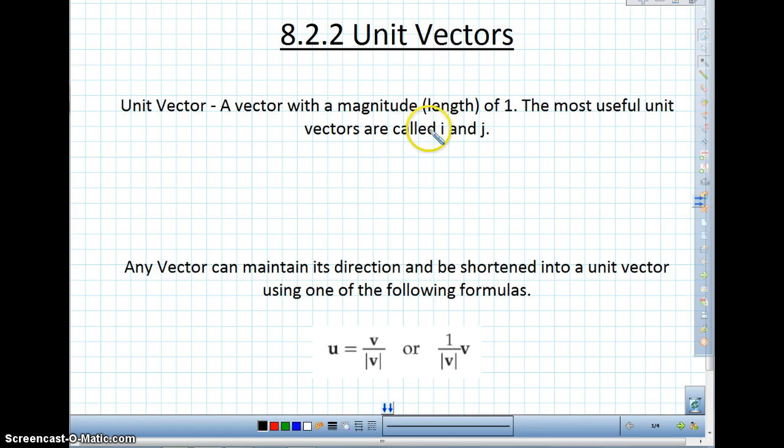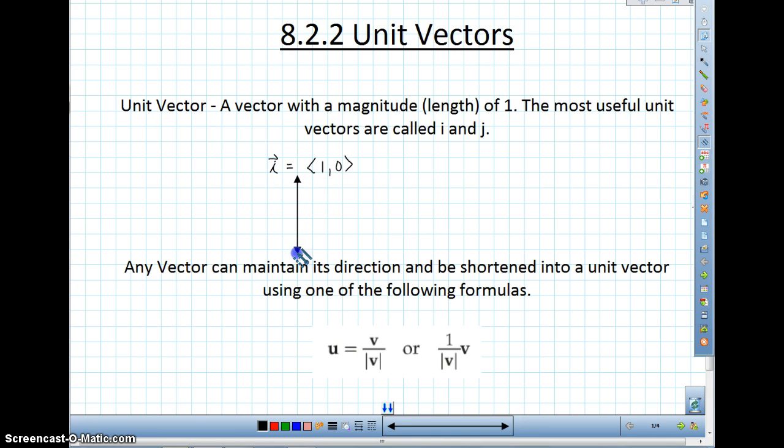But we have two special types of unit vectors. These are some of the easier and most useful types of unit vectors. The first one is called the I vector. If we are to just write the I vector in component form, the I vector would have a component form of 1, 0.